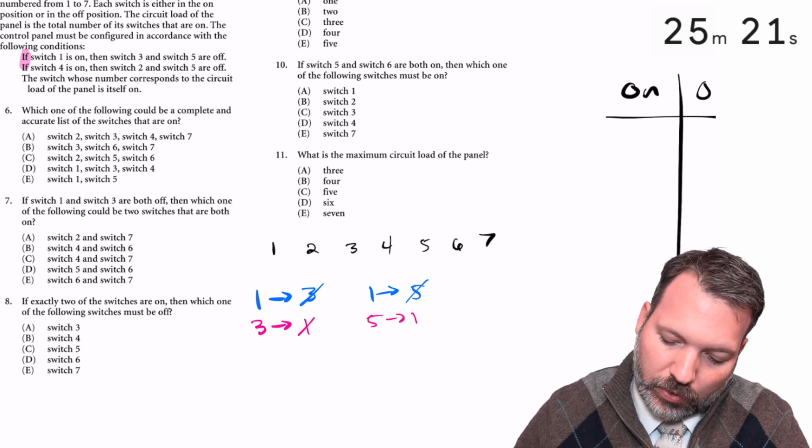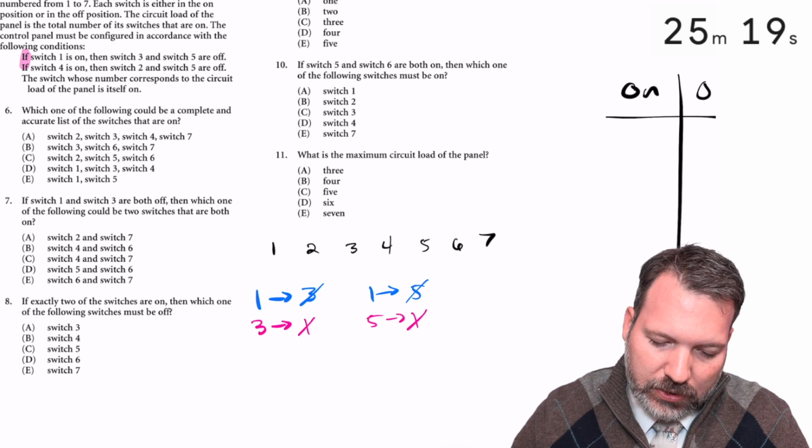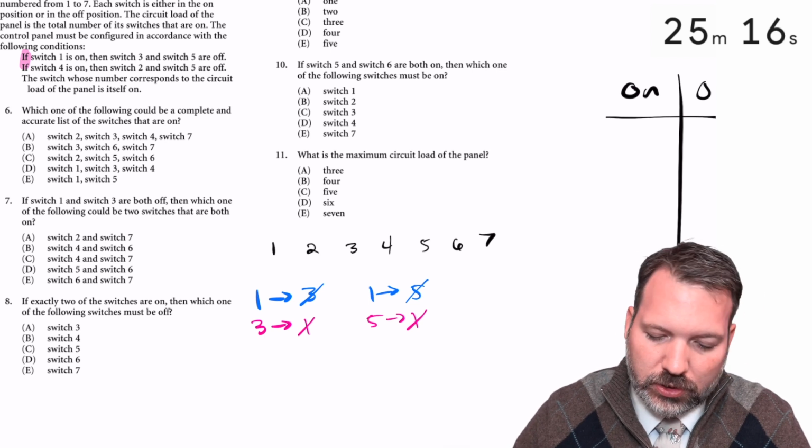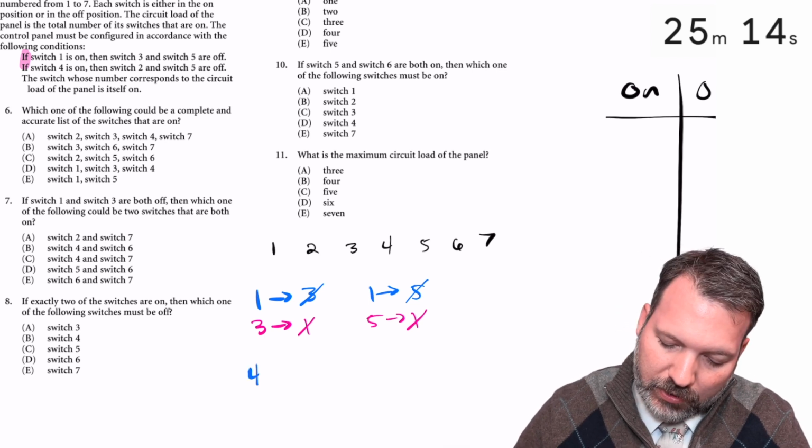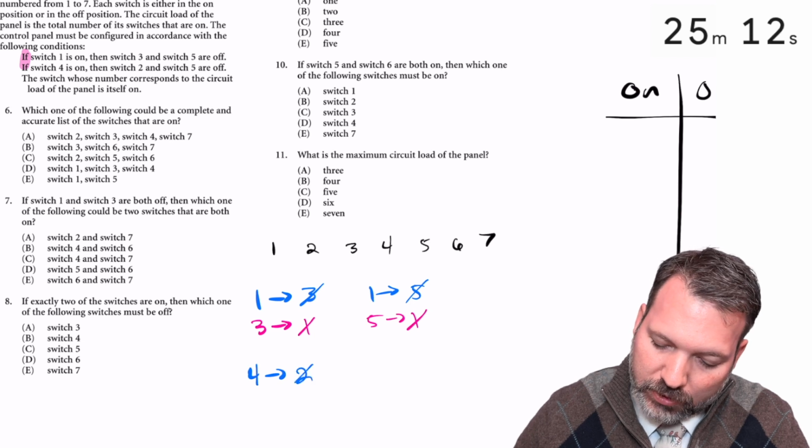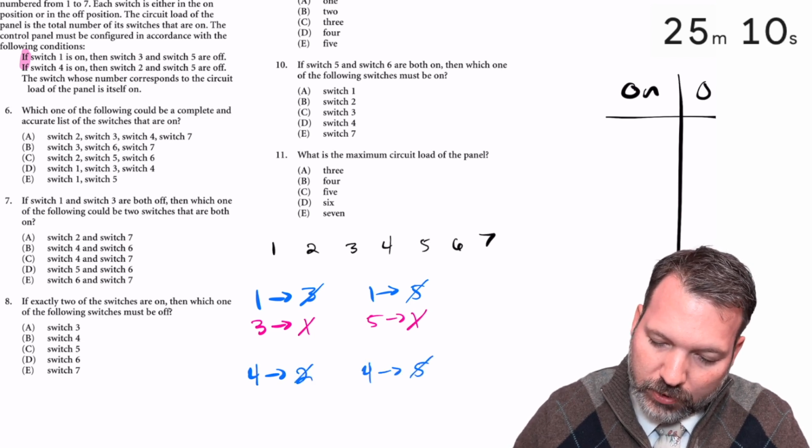If 5 is on, 1 is off. Next clue, if switch 4 is on, then switches 2 and 5 are off. Okay, exactly the same thing. This is splittable. If 4 is on, 2 is off. If 4 is on, 5 is off. I don't have to think about those together.